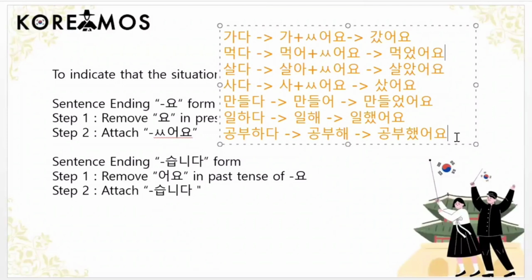괜찮아요? Yeah, this is all for the past tense and sentence ending yo form. So past tense of yo form is very easy, right?